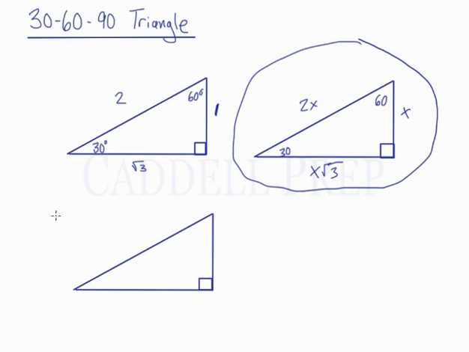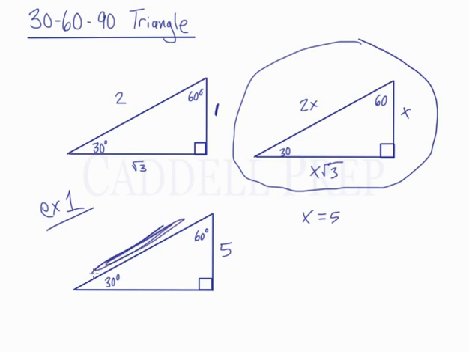So for our first example, let's say we're given that this side is 5. This would be the 30-degree angle. This is a 60-degree angle. Just from knowing this one side, we can find the other two sides. So the 5 is across from the 30. So let's look at our diagram. Across from the 30 is x. So that means that x is 5.